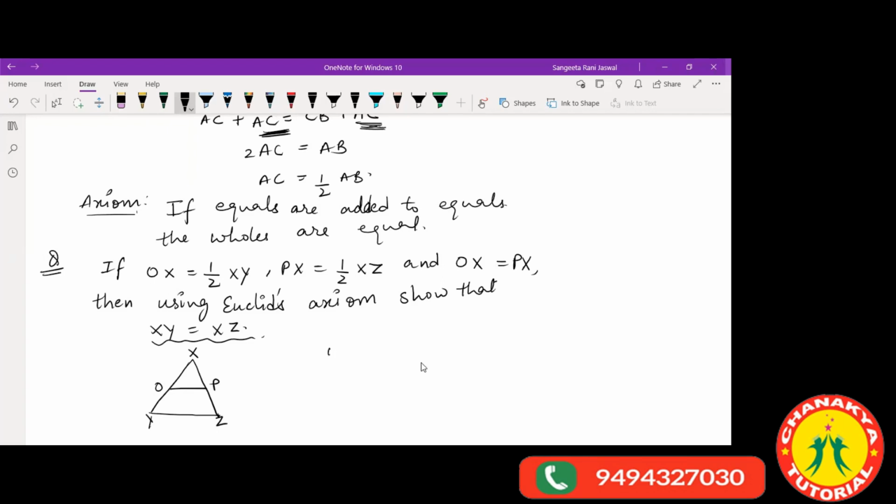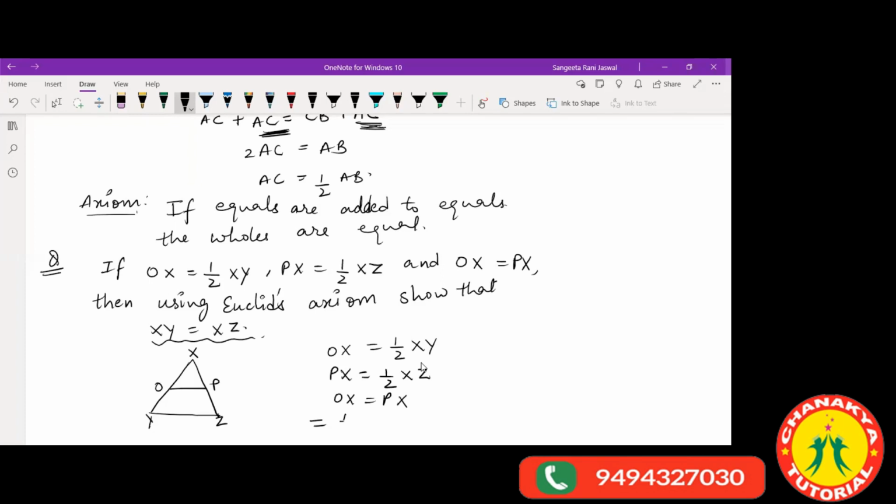Ma'am, we can say things which are double the same things are equal to one another. Yes, that can be better. Yes. Things which are double of the same thing are equal to one another. That can be better. Okay, ma'am. So OX is equal to half of XY, PX, we are given it's half of XZ. And what else we are given? OX is equal to PX.